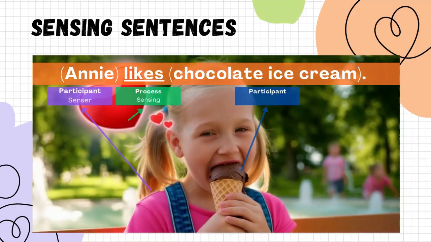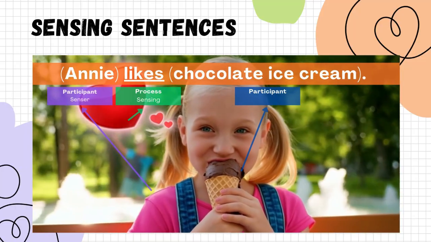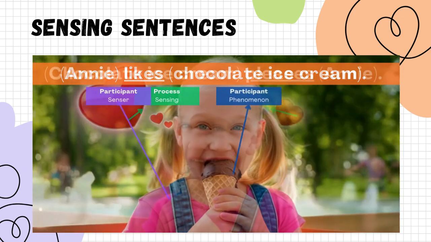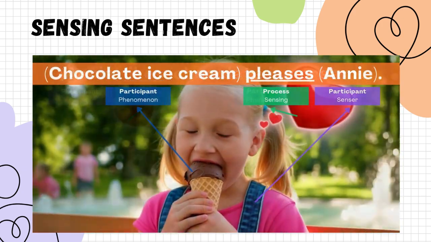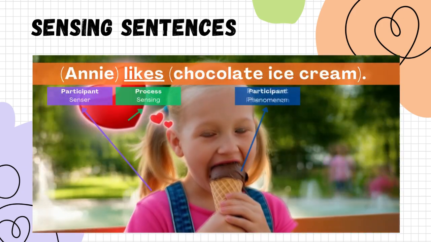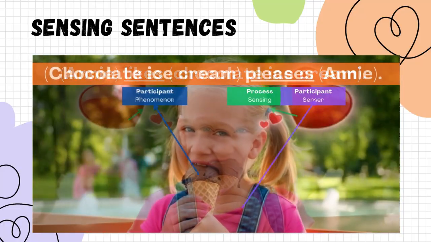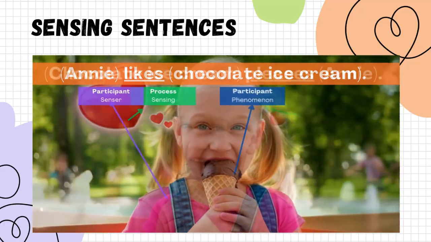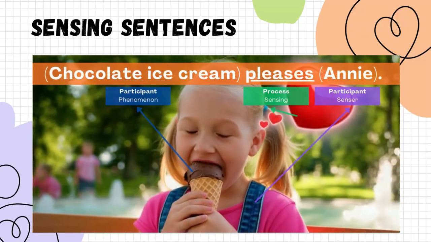Clauses with a sensing process can often be flipped. For example, Annie likes chocolate ice cream can be flipped to become chocolate ice cream pleases Annie. These two sentences have slightly different wording, but they mean the same thing. However, it's important to note this because it shows that the phenomenon can sometimes come first in a clause.